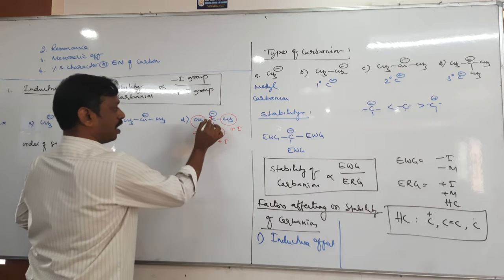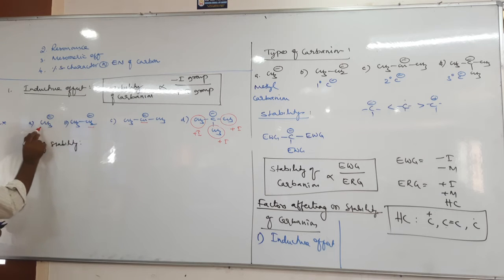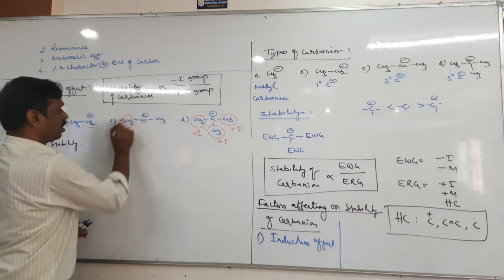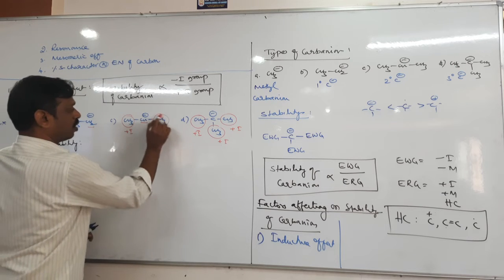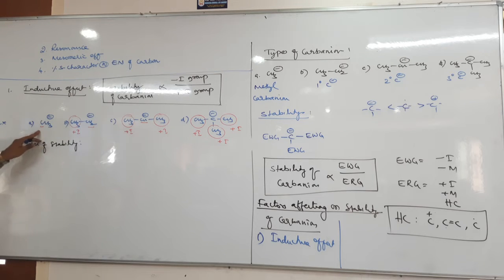And moreover, the carbon carries a negative charge. Here there are three plus I groups. Here how many plus I? Two plus I groups. Here there is only one plus I group. Then here there are three hydrogens. We know that hydrogens are neither plus I nor minus I groups.